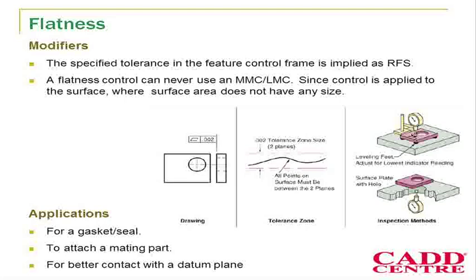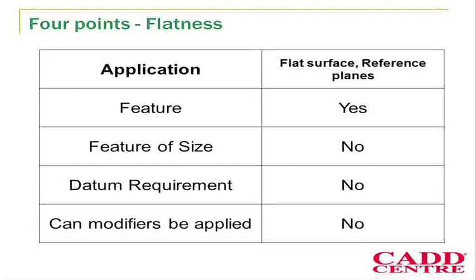As for applications, the flatness symbol can be used for representing the flatness of a gasket or a seal, or the flatness of a mating part, or it can be used to check for better contact with another datum plane. The flatness symbol should be only used with a feature. It cannot be applied with the feature of size. Datum is not required for a flatness condition, and since it can be implied only on RFS, modifiers cannot be applied for the flatness condition.